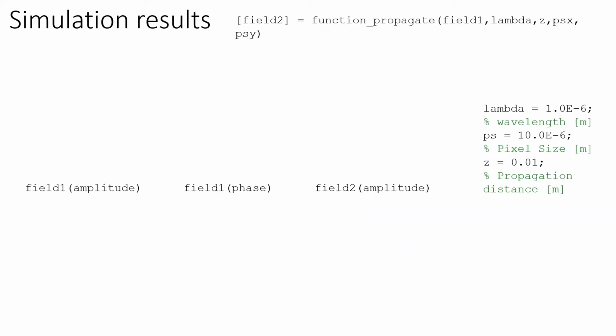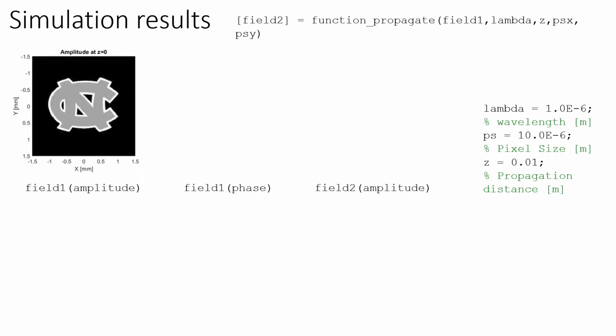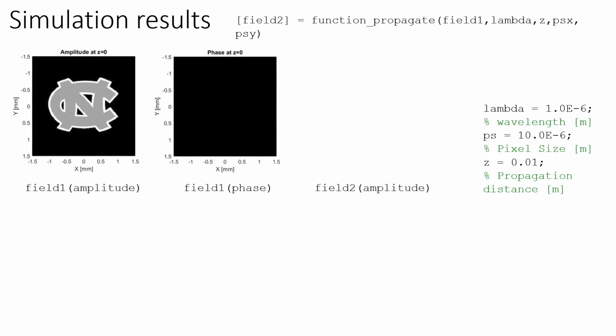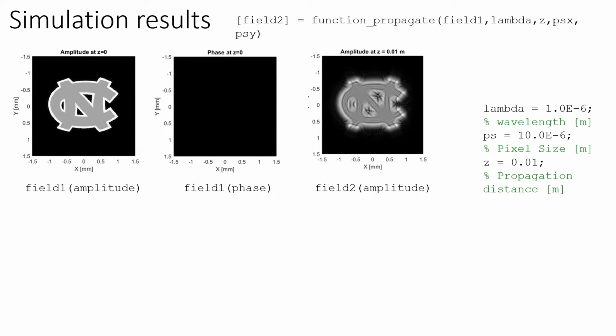Here's an example simulation. We consider the propagation of a wave given by a custom amplitude profile, for instance the UNC logo. We have 300 pixels along the y and x axis and a pixel size of 10 microns. In this example, we set the phase to 0 everywhere, and we propagate the resulting complex wave. So this is what the amplitude of the wave looks like, a centimeter away. You can see the effects of wave propagation, particularly along any sharp edge.